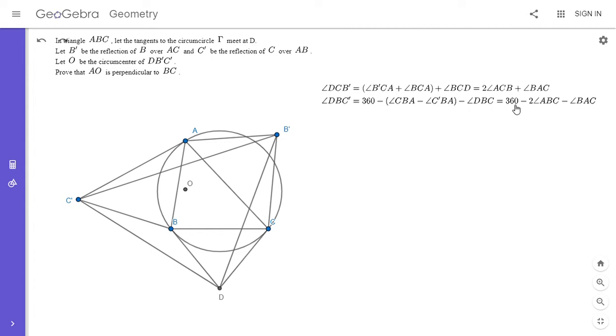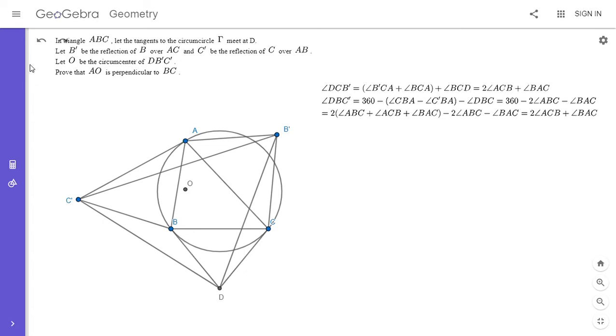And 360, we can rewrite as 2 times 180, which is 2 times the sum of the three angles of triangle ABC. So that's 2 times angle ABC plus angle ACB plus angle BAC, minus these angles. And the result of this is the same expression that we got for angle DCB prime. So from there, it's fairly easy to conclude that these two triangles have to be congruent.